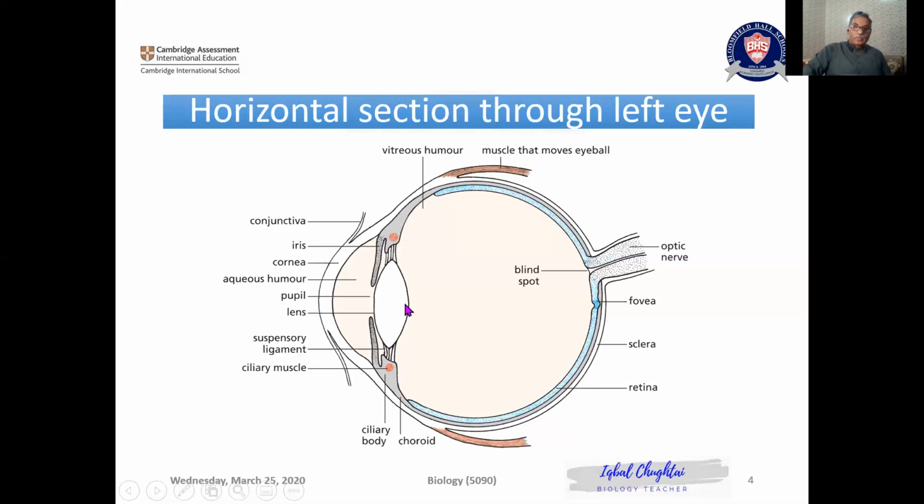The lens is a transparent structure made up of living cells, and it is responsible for refracting light rays onto the particular spot where the image will be formed.